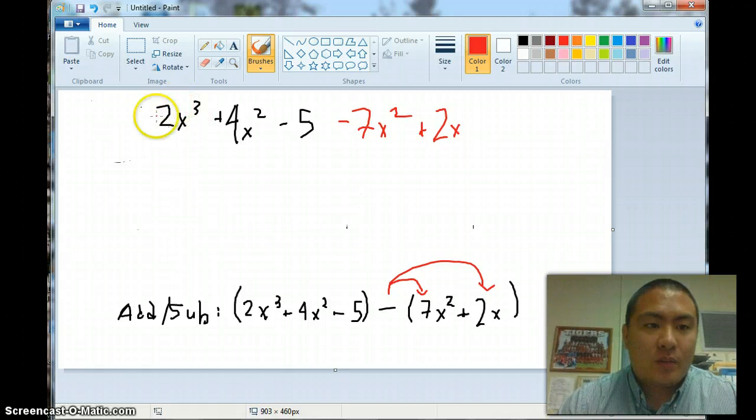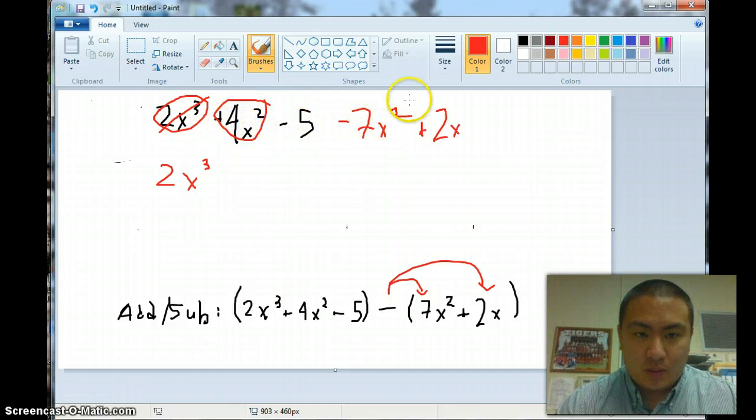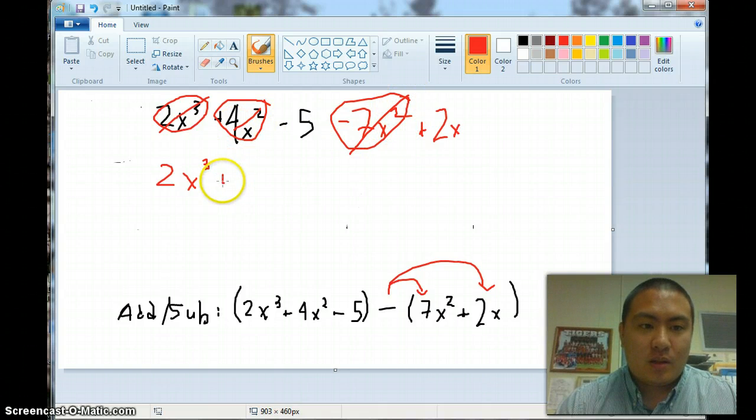Alright, so now I can combine the like terms. I look for anything with x to the third power, and there's nothing. So that's the one that I just bring down by itself, 2x to the third power. Then I look for x squared terms. Here's 4x squared and negative 7x squared. So I'm going to combine those two together, and that should give me negative 3x squared.